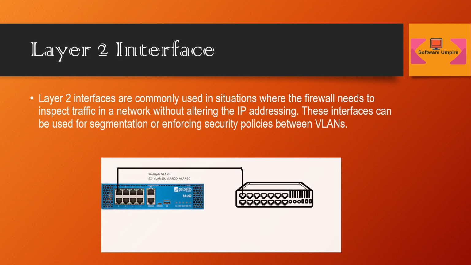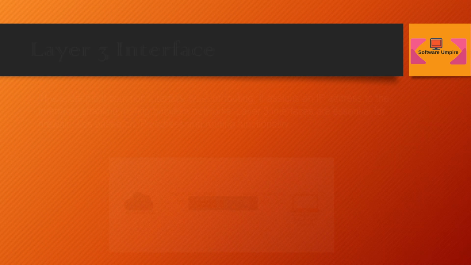A Layer 2 interface operates at the data link layer, meaning it deals with MAC addresses rather than IP addresses. It's similar to the concept of a traditional switch port. Layer 2 interfaces are commonly used in situations where the firewall needs to inspect traffic in a network without altering the IP addressing. These interfaces can be used for segmentation or enforcing security policies between VLANs.